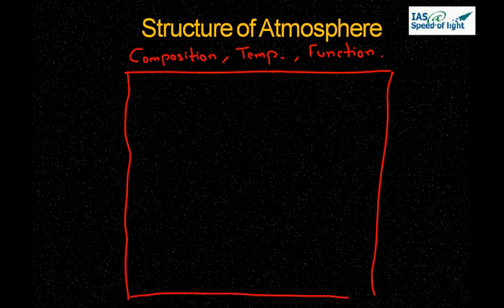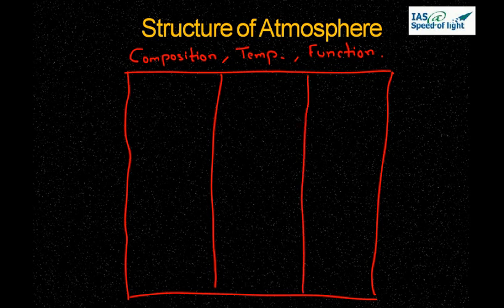We draw a table and we draw three columns. The first column is for the composition, second is for temperature, and third is for function. Starting with the first column, which is for the composition, we divide our whole atmosphere into two layers. The first would be the homogeneous, and second, the heterogeneous.